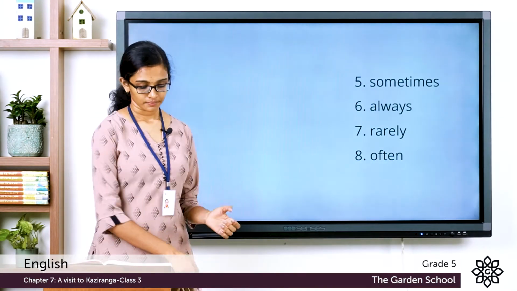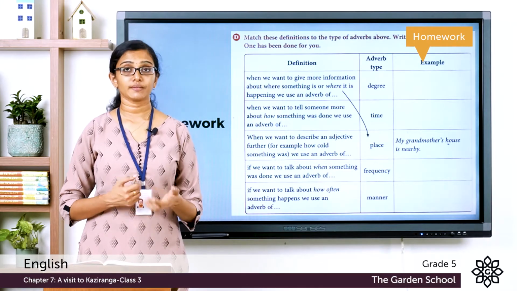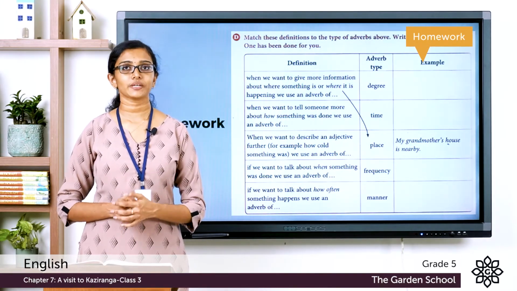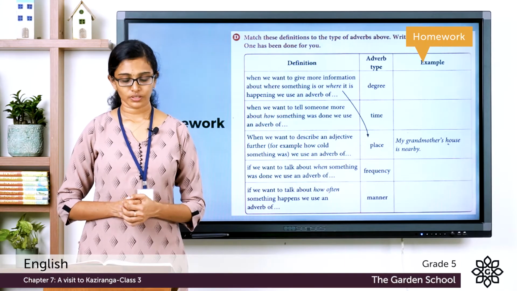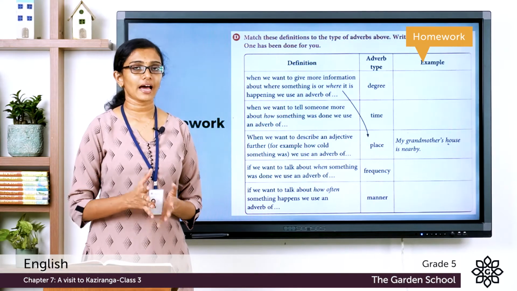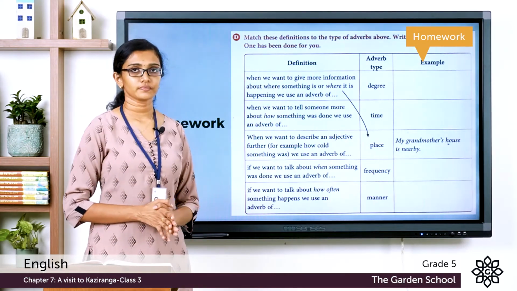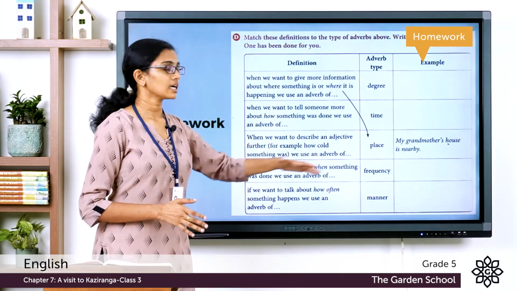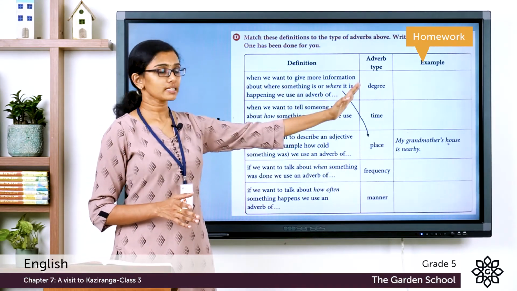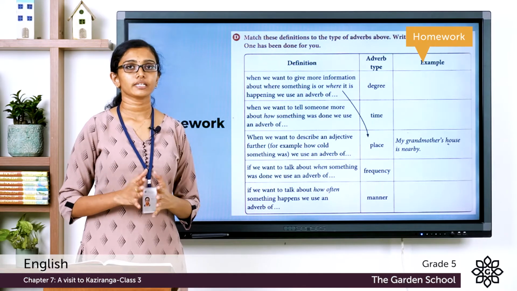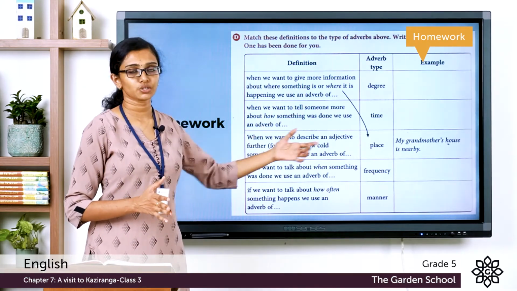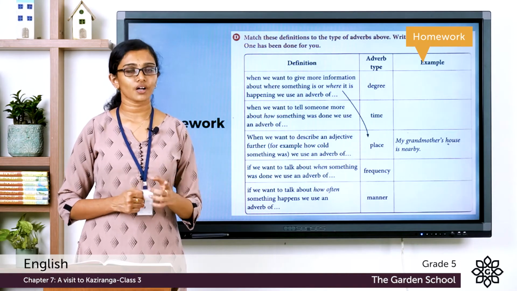Next one, match these definitions to the type of adverbs. Write an example for each. One has been done for you. So you can see a table here. The definitions of different types of adverbs are given in this column, the left column, and in the middle the name of the type of adverb is given, and to the right side you can see a column for writing examples or example sentences with an adverb of each type. So one example is already given there.